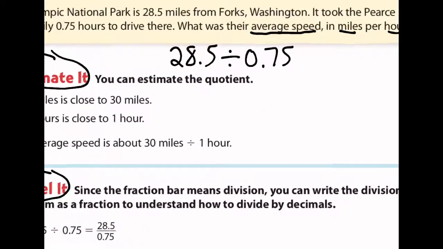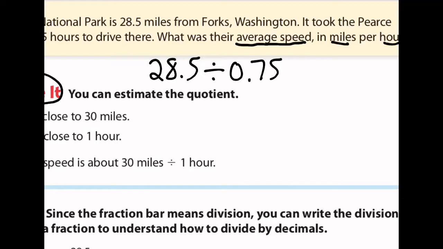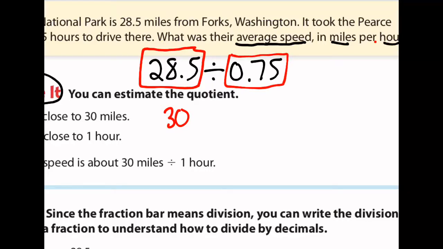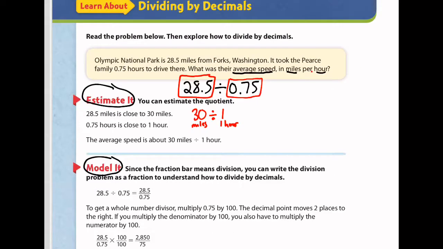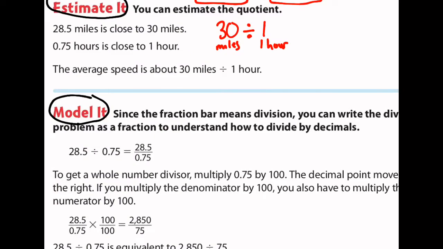So when you are estimating this, you want to make it so they're numbers that are easy to divide. So for example, you might say 28.5 is about 30. That's a nice easy number. And 3/4 or 0.75 is about 1. So if you want to estimate the average speed, you just have to do 30 miles divided by 1 hour. Okay? So that's one way to estimate it. Now that will get you an answer that's close. But now we're going to talk about how to actually get the exact answer.